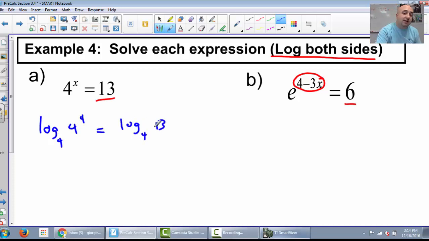And whatever I do to the left, I got to do to the right. So notice, oops, I made a typo here. Let me get rid of this. This should not be 4. This should be an x. Okay, because it's an x here. So log base 4 goes away. I'm left with x equals, and then log base 4 of 13.